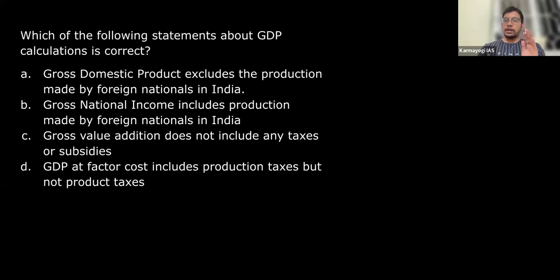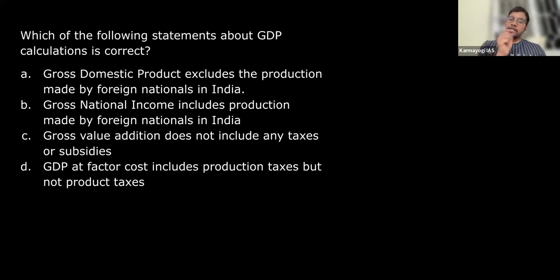So GDP at factor cost does not include any production taxes or product taxes or production subsidies or product subsidies. It is a plain thing: what we have paid for the factors of production, right? Four factors of production, that is entrepreneurship, labor, land, and capital. So whatever the cost incurred for those factors of production is the factor cost. So it does not have any production taxes or product taxes.